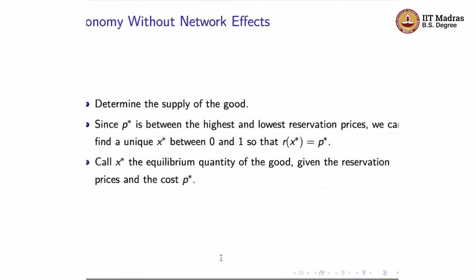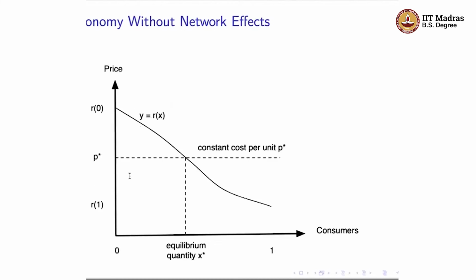Okay. All right. So this basically determines the supply of the good, right? The supply of the good is very simple in this model: at the price P star, suppliers are willing to produce as much as possible. Okay. So because P star lies between R1 and R0, we can always end up finding a unique X star, given our assumptions, so that R of X star equals P star, right? And then this X star is the equilibrium quantity of the good in this market, given the reservation prices and the cost P star, okay?